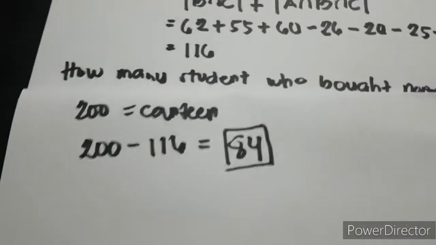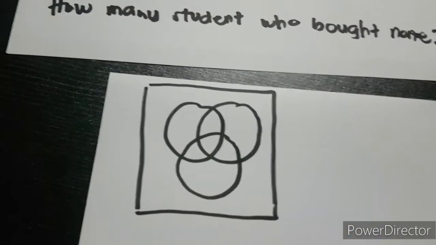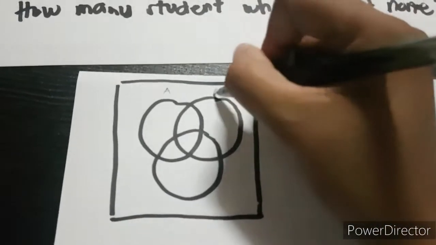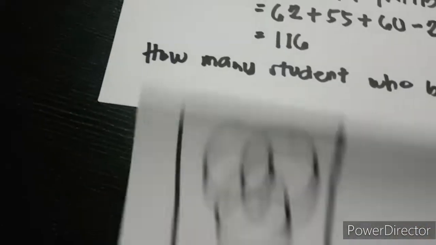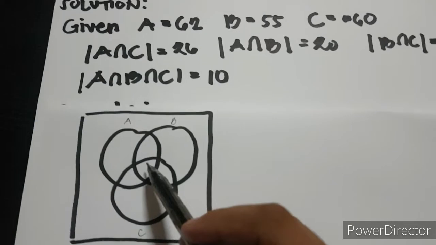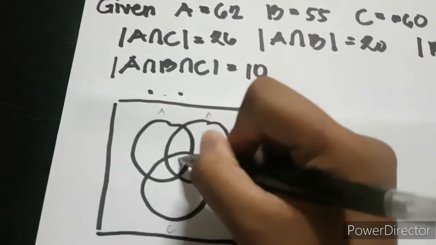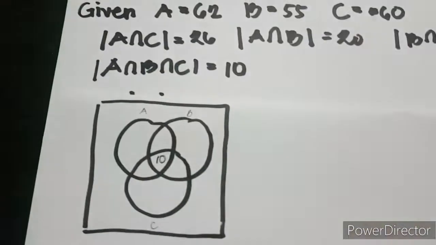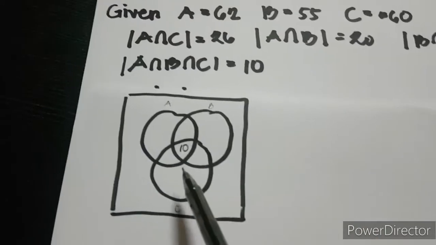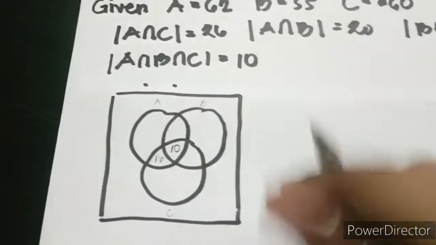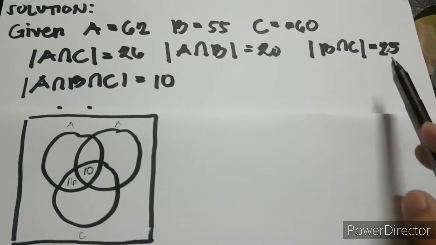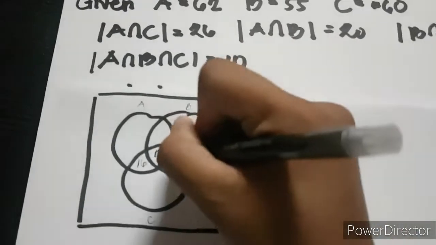So let us check if we got 84 by doing the Venn diagram. So guys, this is A. By the way, this is what the Venn diagram will look like, with B and the letter C. We have to put first the A intersection B intersection C, which is the center. So this is 10. Next is the A intersection C, which is 26. So we have to subtract 10 from 26, which is 16. Next is B intersection C, which is 25, and we have to subtract 10. So this is 15.